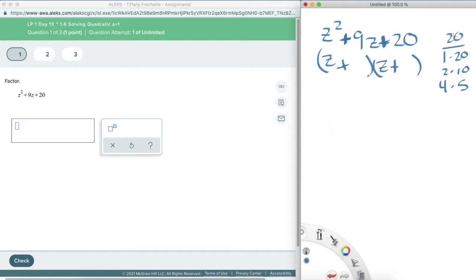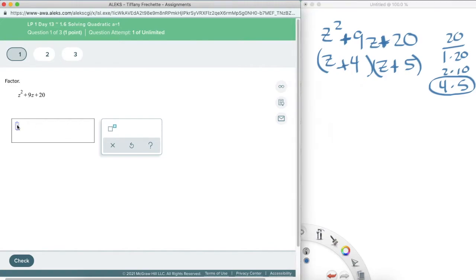And what I want to figure out is which one of those add up. Since it's plus and plus, they're going to add together to get 9. Well, that would be 4 and 5, and this is the factor form. That's all they want us to do there. They don't want us to go farther and do any kind of solving because there is no equal sign yet. So z plus 4 and z plus 5. That guy is factored.